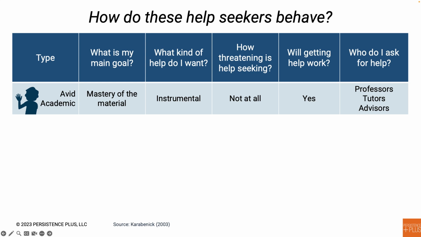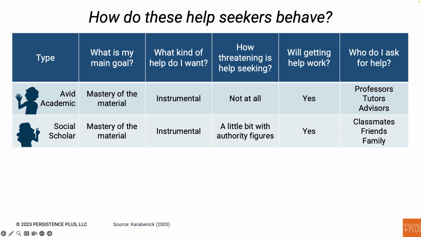So the avid academic is, generally speaking, the student we're not worried about, and the student we kind of want all of our students to be. They really want to learn the material for the sake of learning and growth, and so they're not threatened by help seeking. They ask for help easily. They have a growth mindset and believe that they can learn and grow and improve. And they tend to go right to the source, like the professor's office hours, a tutor, an advisor. They really want the authority on a subject to come and help them. That's the ideal student we often put in our minds of what we want them to do.